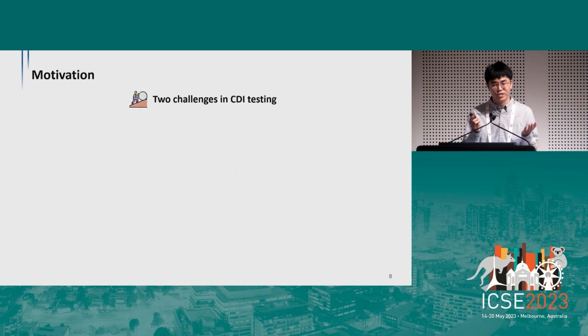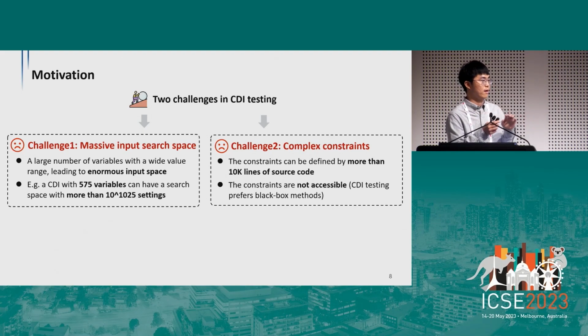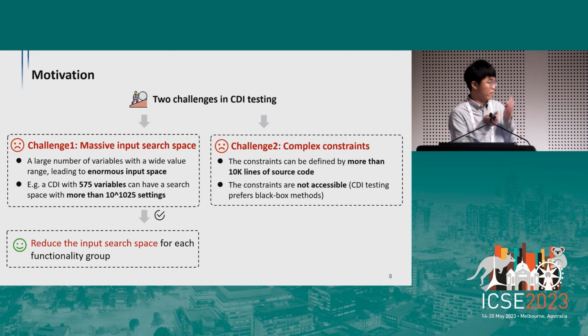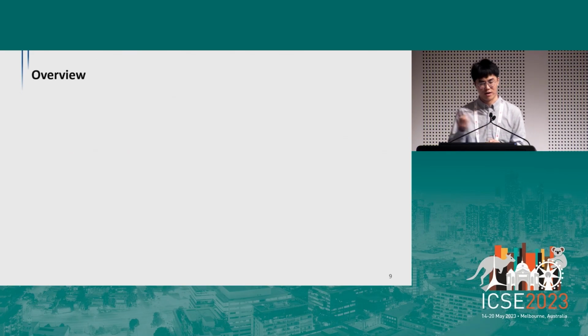But there are two challenges in CDI testing. First, the input space of CDI is really, really huge. And secondly, there are constraints among the variables, but we cannot access them, because in CDI testing, we prefer nearly black box testing methods, because the testing teams and the developing teams are supposed to be independent. So to address the first challenge, we identify the most relevant variables to a specific functionality group to reduce the input search space. And to address the second challenge, we learn the constraints among the variables to generate valid test inputs. Here's the overview of our approach.